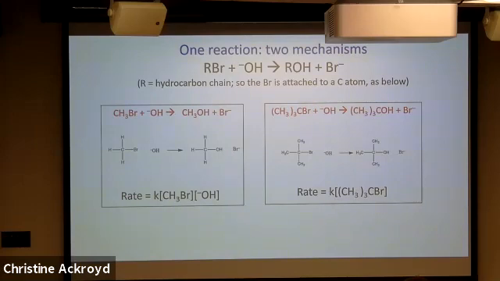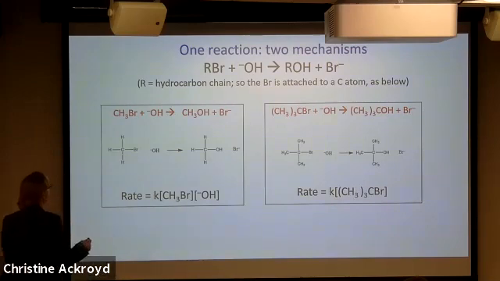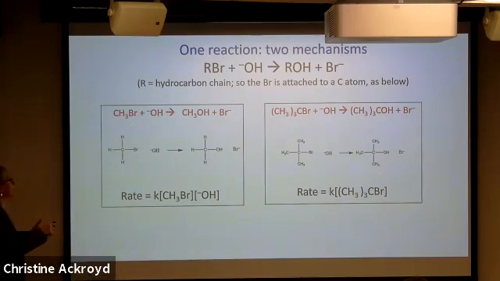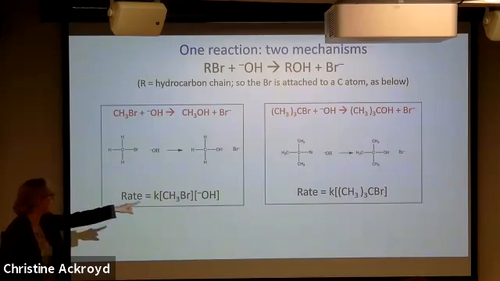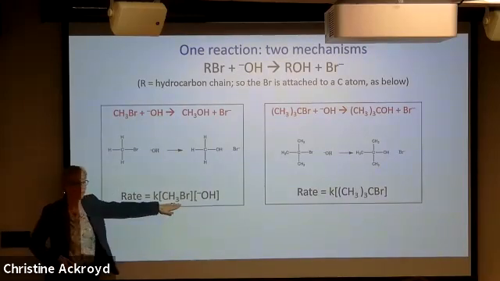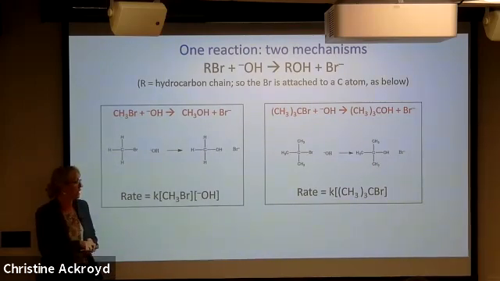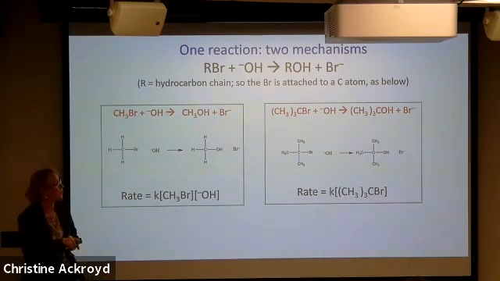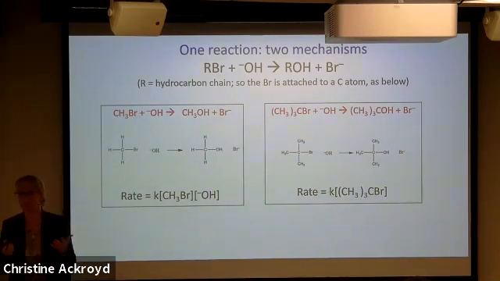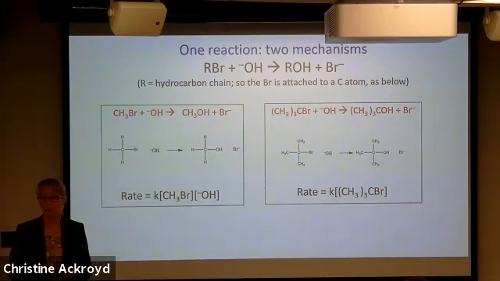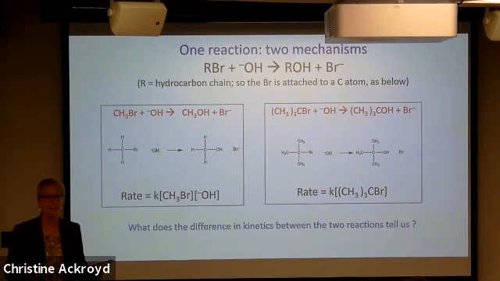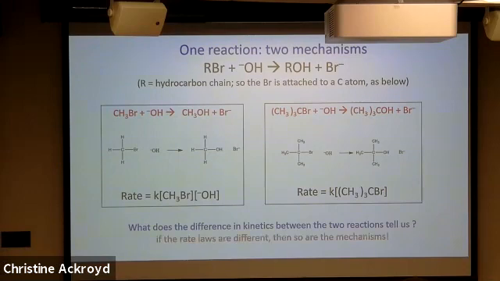Okay, and what the chemists figured out is that how many big bulky methyl groups go around this central carbon actually changes the mechanism. And we know the mechanism has to be different because this reaction is first order with respect to both starting materials, and the other reaction is only first order with respect to the substituted bromide material, right? Okay. What does the difference in kinetics tell us? They have to be happening by a different mechanism.